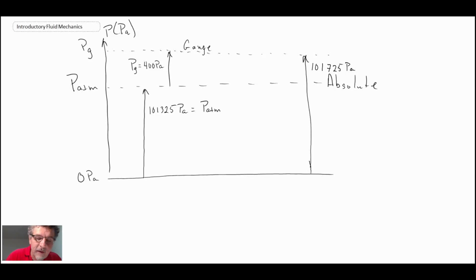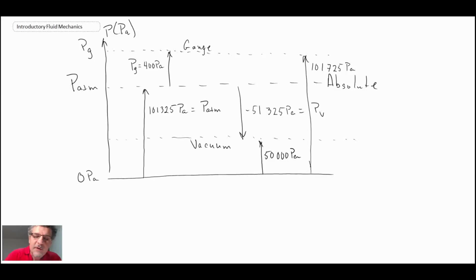And let's say we have a pressure that is lower than atmospheric. That would be our vacuum pressure. And let's say we have a vacuum pressure that is minus 51,325 pascals. And I'll call that P little v. That would be vacuum. And the pressure there would be 101,325 minus 51,325. That would take you to an absolute pressure of 50,000 pascals.